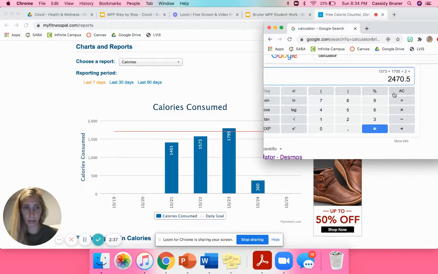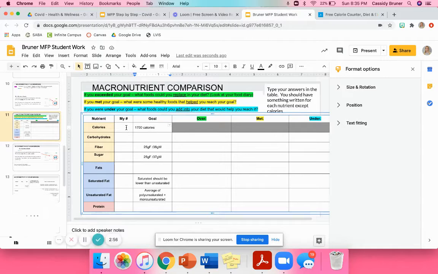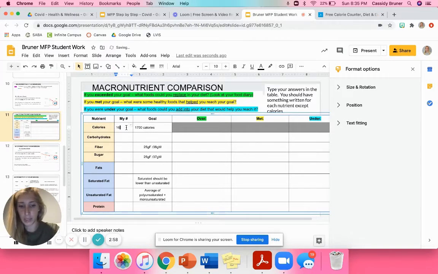Let me see something. That's not going to be right. 1573 plus 1795 equals, and then divide that number by 2, 1684. So my number was 1684. That was my average. So averaging both days, I was pretty close to my goal.